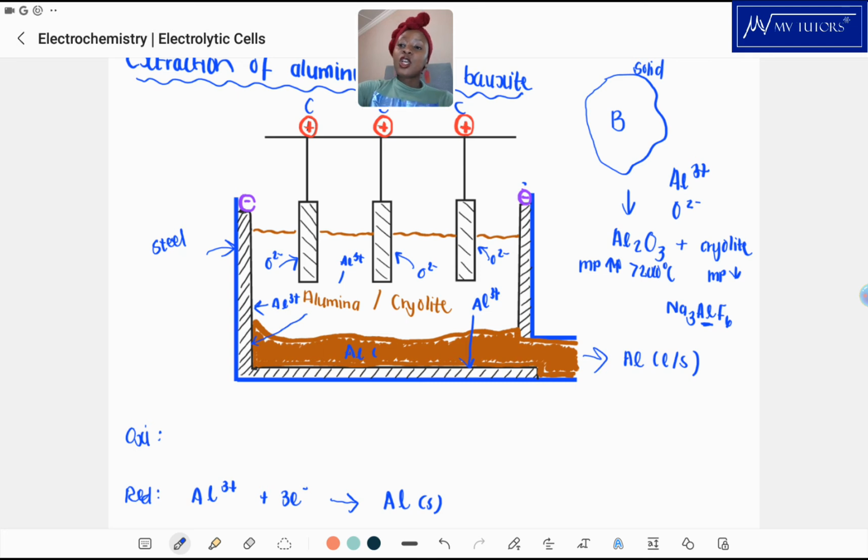So you have oxygen that is produced. But remember, your anodes are made of carbon in the form of graphite. So what actually happens there is you have another reaction. You're going to have oxygen that sees the carbon there, and then at the end you're going to get carbon dioxide gas. So what actually comes out there, the bubbles, is going to be carbon dioxide gas, not oxygen.